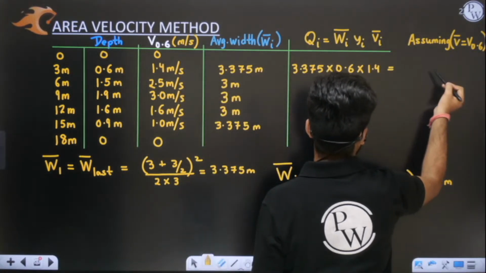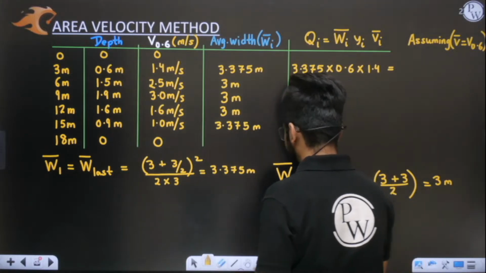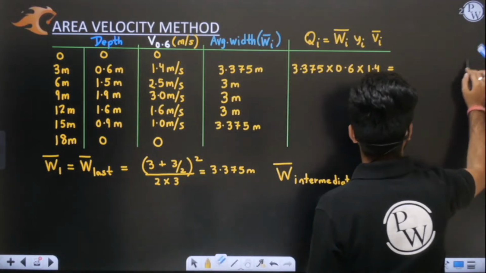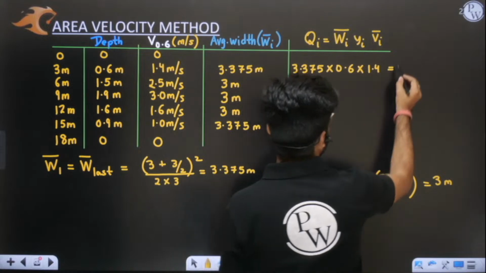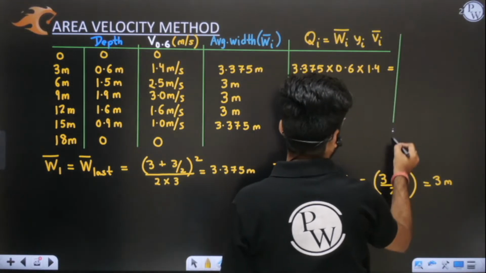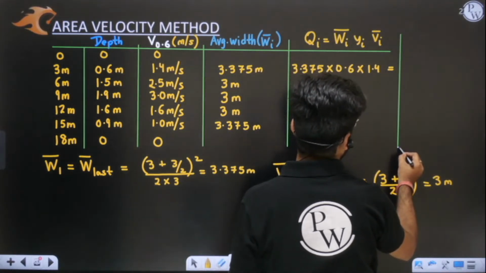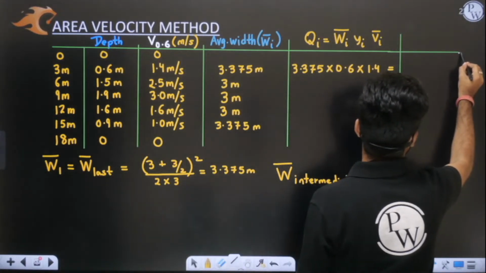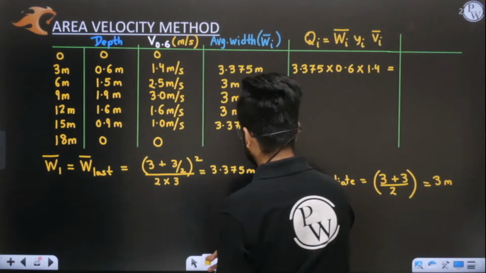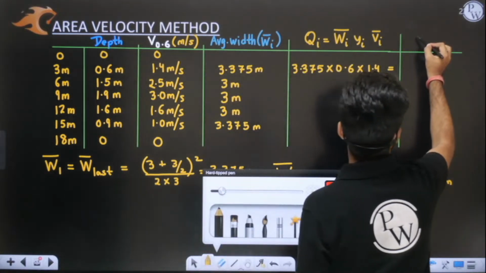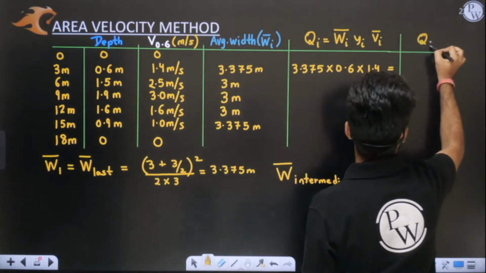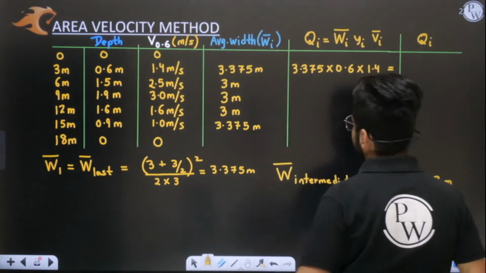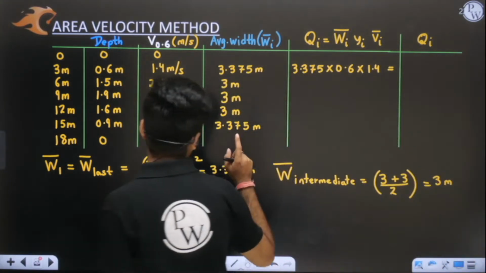This will give me how much discharge? We will make a column for discharge. The last column will be for your discharge only. Tell me finally what discharge we are getting here. Multiply this, and this will be your discharge in the first segment.